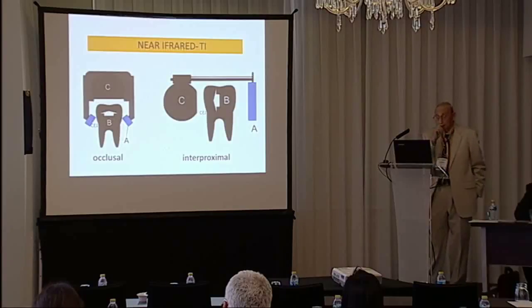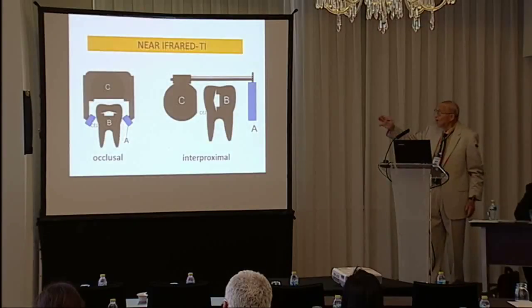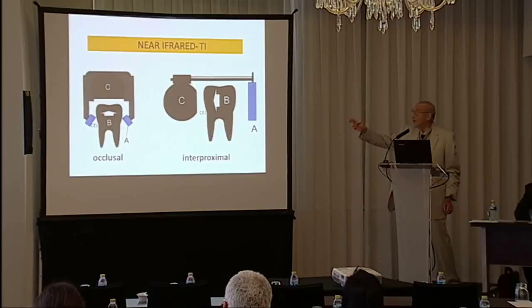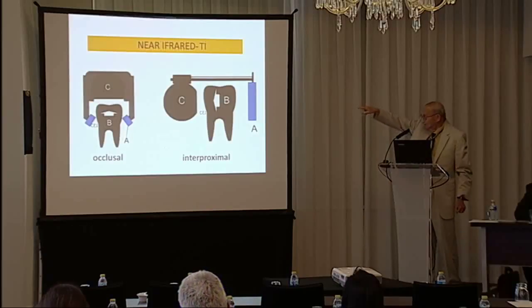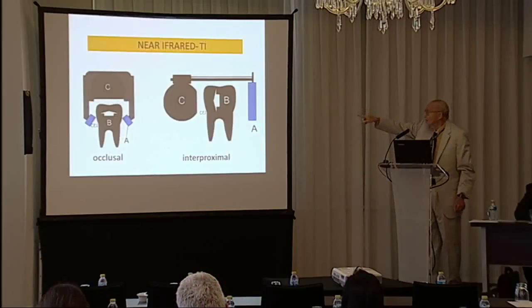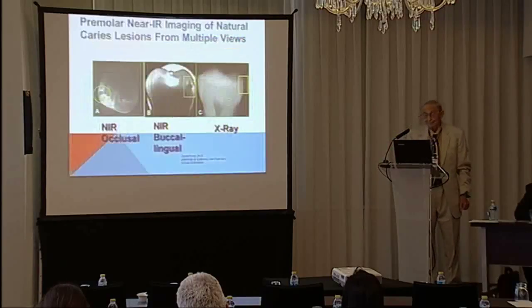This is the near infrared. This is what we're hoping to do, some sort of device like this, where you have your mirrors, which are in the blue around the B, which is the tooth. C is your handpiece, and this is for the interproximal, the other one's for the occlusal.